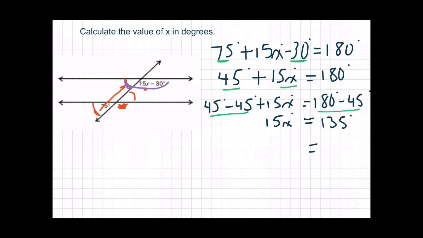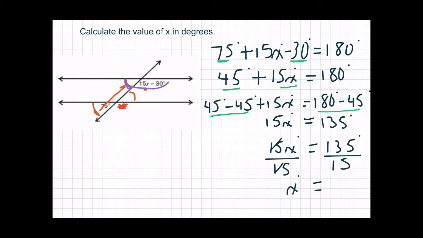Next, I need to isolate x further and try and remove the 15. So the 15 can be eliminated by dividing both sides by 15. So I got 135 divided by 15. So when I divide 15x by 15, I get 1x, x degrees, and 135 divided by 15 equals 9 degrees.